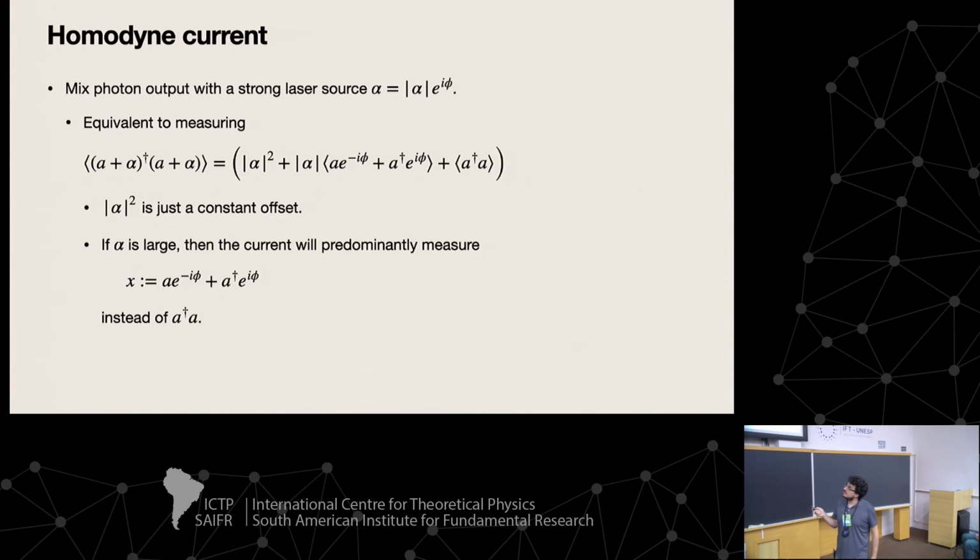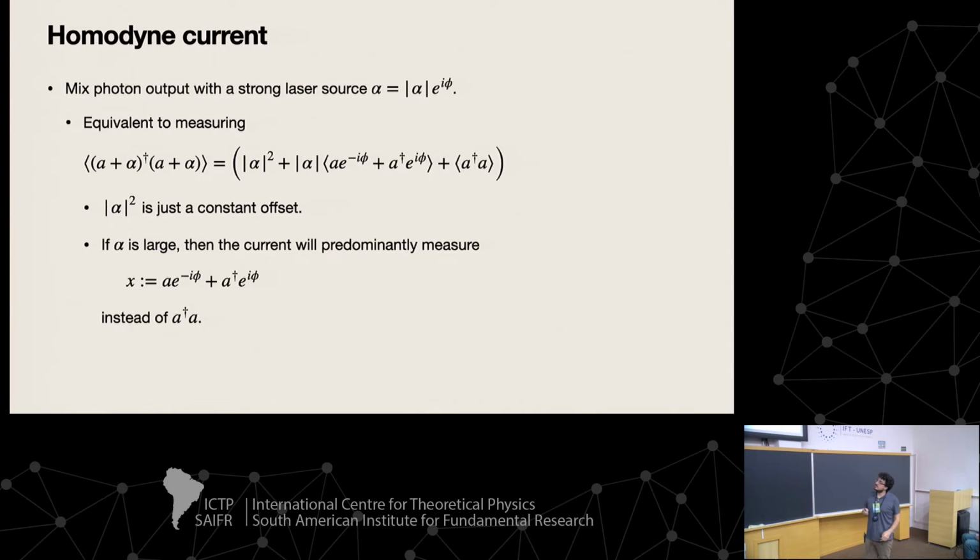What happens is that instead of measuring the number of photons like A dagger A, homodyne detection measures (A + alpha)dagger (A + alpha), where the magnitude of alpha is the intensity of the laser, and the phase is related to the phase of the laser. You can, in principle, tune this phase phi here. If we expand this out, we get a constant term. This part is simple, we can just subtract it out. It's like a very strong signal, and we can just take it out.